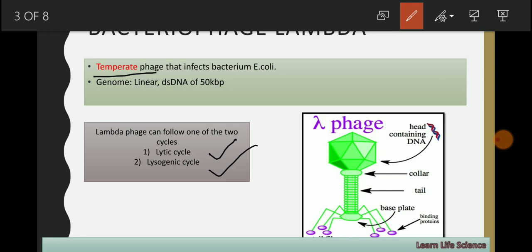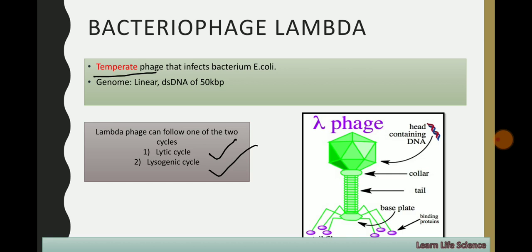The genome of lambda bacteriophage is linear, double-stranded and about 50 kilo base pairs. In the picture, you can clearly see a general diagrammatic representation of lambda bacteriophage. It contains a DNA encapsulated in a head region, a collar, tail, as well as the base plate containing different binding proteins. The interaction of these binding proteins with the host cell I am going to tell you in the next video.